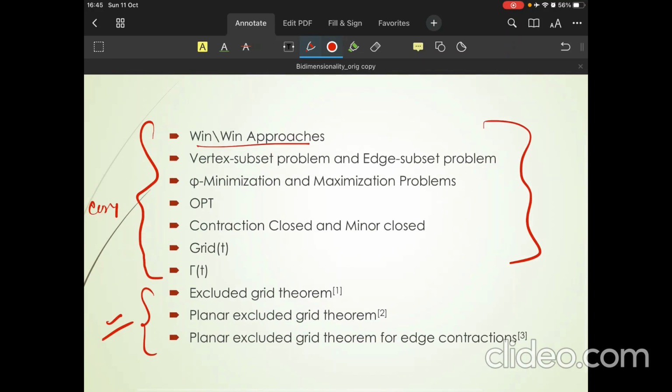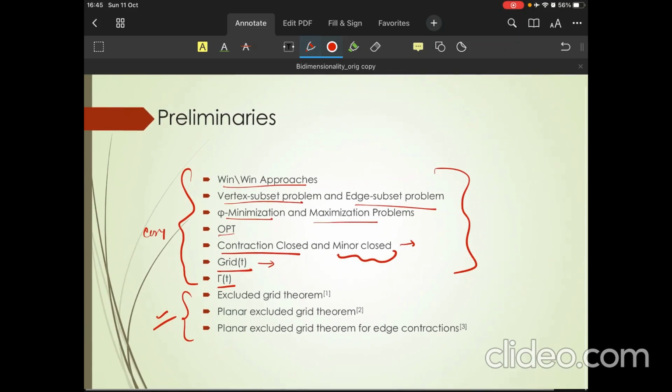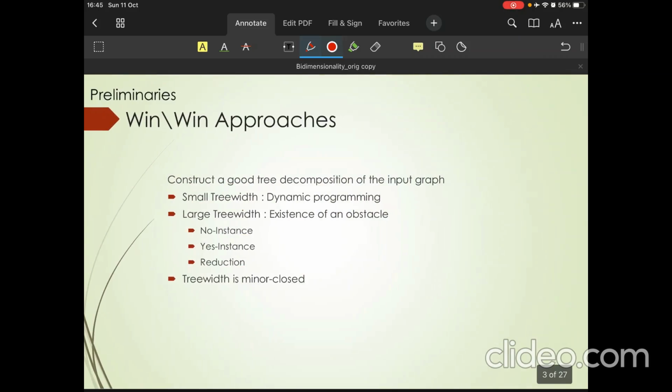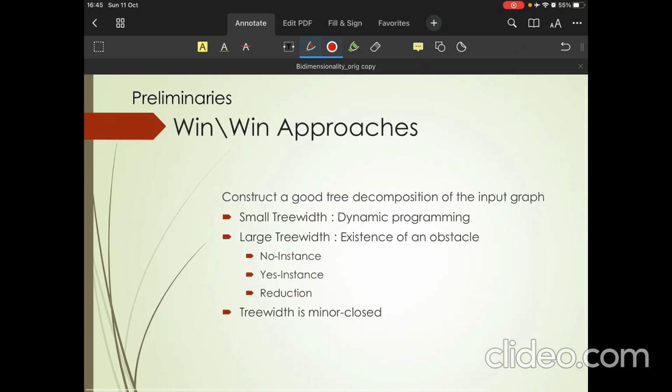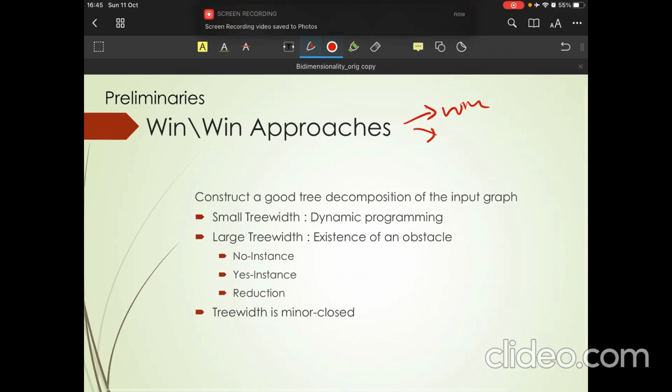Win-win approaches, as the name suggests, we'll discuss later. So vertex subset problems, edge subset problems, phi minimization and maximization. What we mean by OPT, contraction closeness, minor closeness, we discuss in the class itself. Grid T is a type of graph. Gamma T, it's also a type of graph. So win-win approaches, as the name suggests, is an approach which results in a victory always.